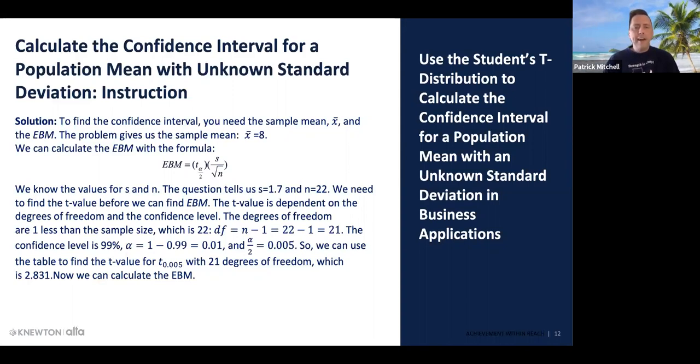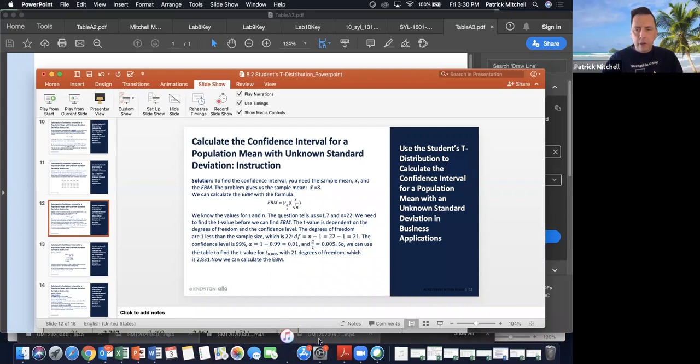The degrees of freedom is 1 less than the sample size, so we have 21 degrees of freedom. The confidence level is 99%, which means that alpha is 0.01. Remember that alpha is sort of the complement of the confidence level. And alpha over 2 is 0.005. So I am going to exit out of this for a second and show you what the table looks like.